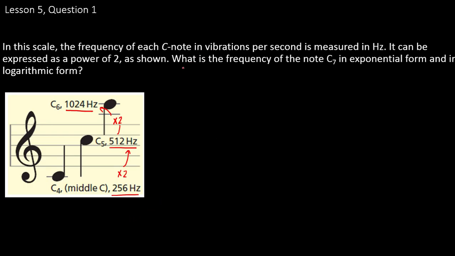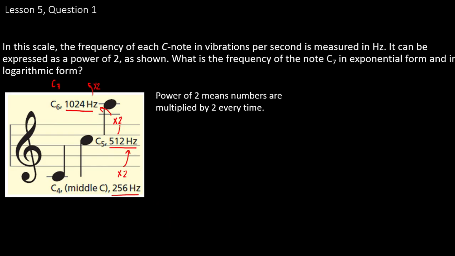So what are we being asked? We're being asked what the frequency of the note C7 in exponential form and logarithmic form is. So C7 is not actually shown to us on this chart, but we have some ideas of how we can get there. First of all, because we know that the notes are being doubled from one to the next, we know that to get the hertz for C7, we'll simply have to double what we have for C6.